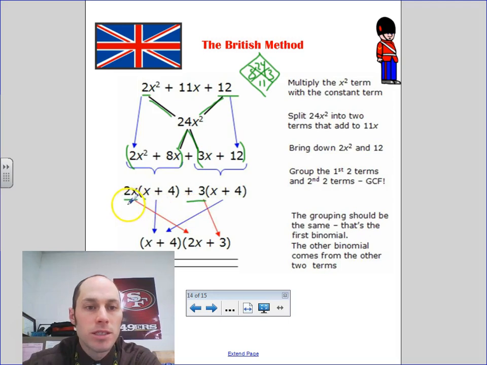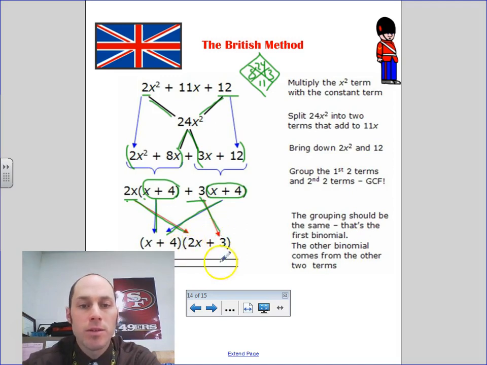So with these terms, now they both have x plus 4 as a common factor. So I can factor that part out. And when I divide that out, I'm left with 2x and 3. So that's where the 2x plus 3 comes in.